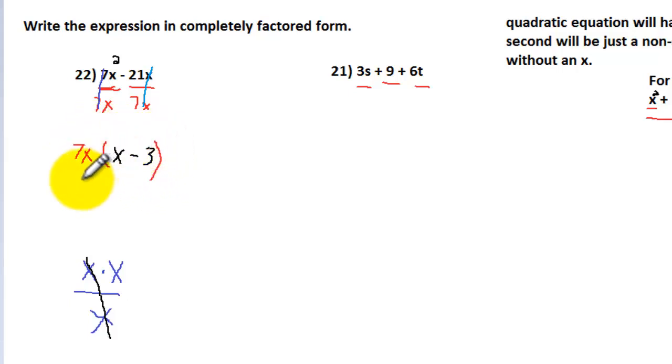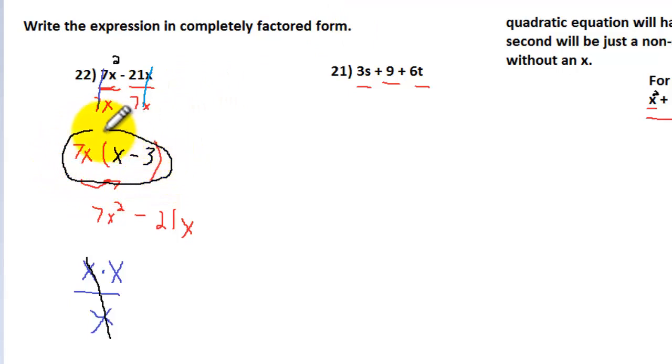And if you were to do the distributive property, you would get back this term, which is 7x squared. 7 times negative 3 is minus 21. Then the x comes along, and you would get this back. So that's how you could do a quick check. But this is our answer here.